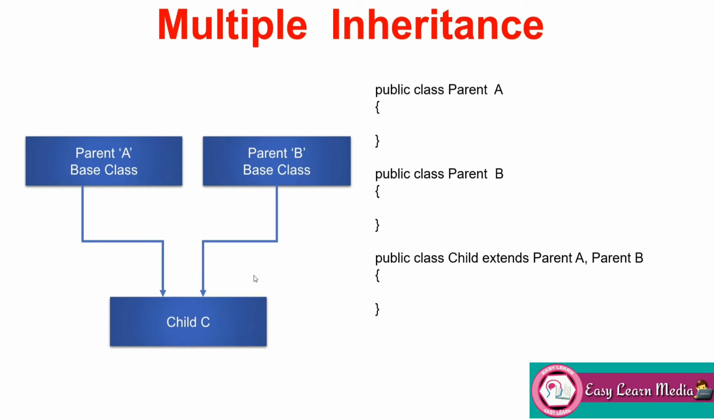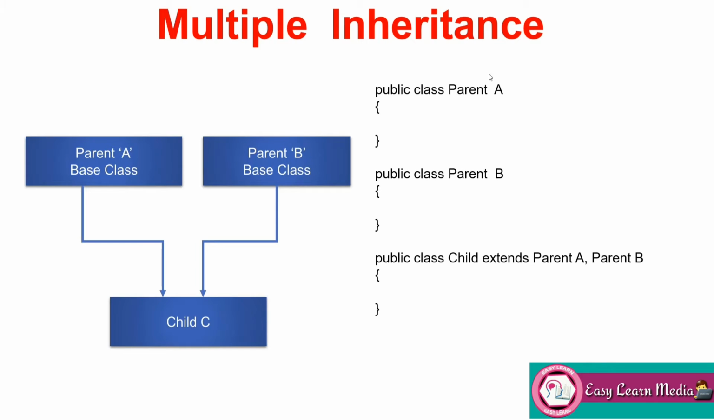Here we have a parent A and a parent B. These two parents can have a child, and that child is C. How this will execute and how this can be generalized, we'll see.